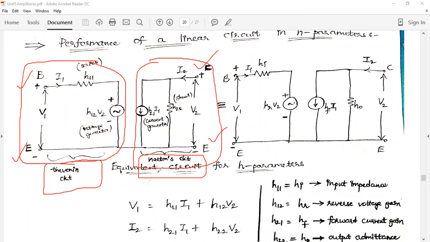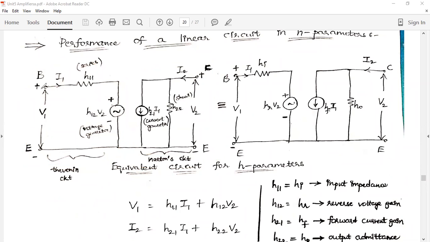What is a Thevenin circuit? A voltage source is provided with some series resistance. With some voltage source provided with some series resistance, I can call this a Thevenin circuit. This is the voltage source, this is the voltage generator. It is provided with some series resistance, that is H11. So I can call this circuit a Thevenin circuit. Similarly here, some current source is in parallel with some shunt resistance. I can treat that circuit as a Norton circuit here. In this way, I can construct the equivalent circuit diagram like this. I am going to construct the equivalent circuit diagram like this.